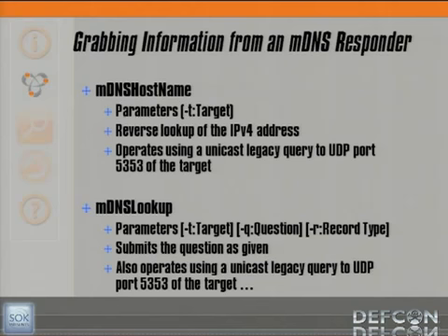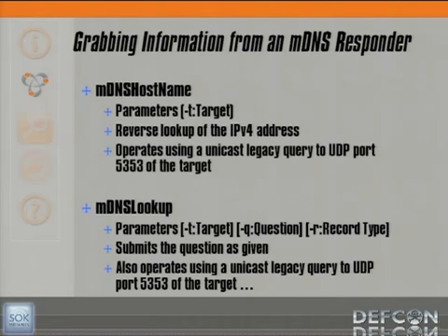I had an additional way to profile my hosts quickly, like I was often able to do with Windows hosts. And so I created a tool called MDNS hostname. The parameter there, it does a reverse lookup of the IPv4 address. I did repurpose some code that was designed for traditional or conventional DNS. So it basically just packages the same message, but sends it to UDP port 5353. So it operates using basically a unicast legacy query to UDP port 5353 of the target.